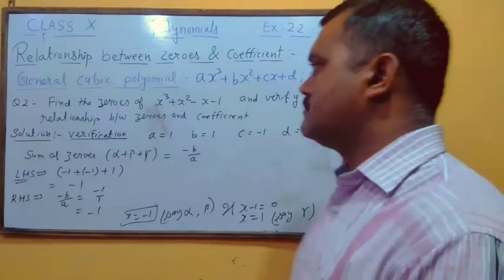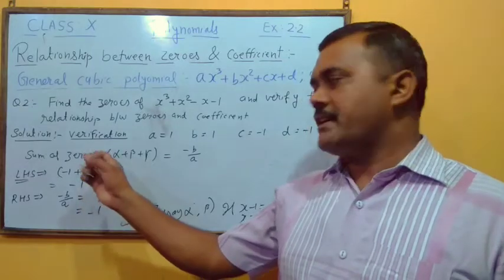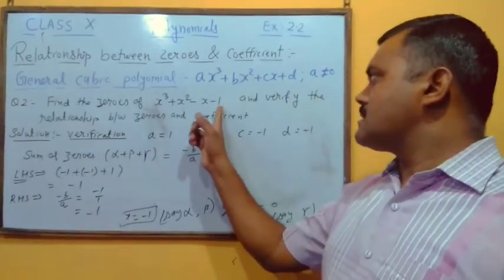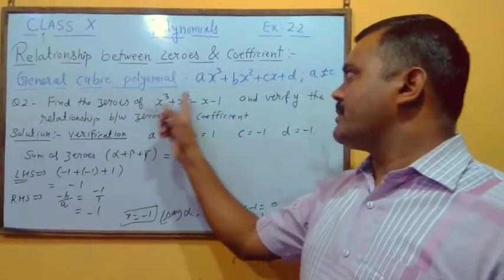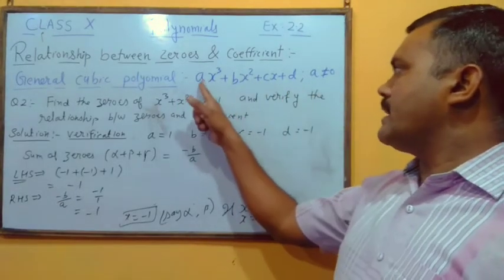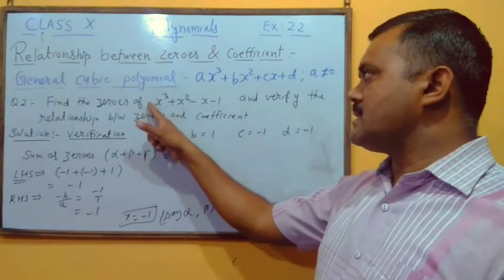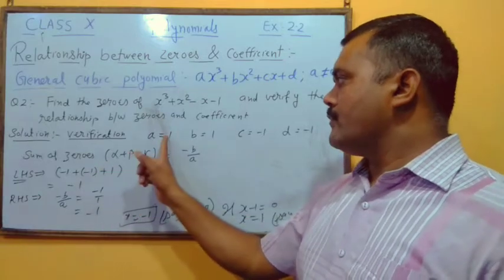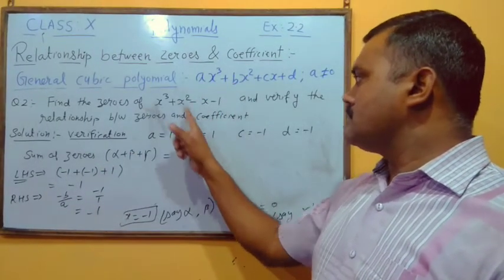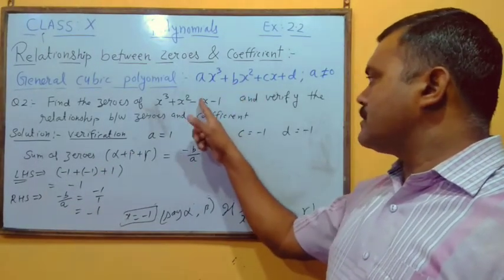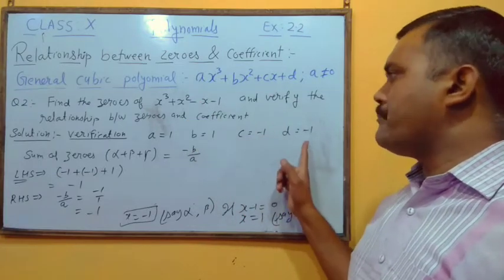So let us see the verification. By comparing this given cubic polynomial with the standard cubic polynomial, we get a is equal to 1, because nothing is written, so a is equal to 1, b is equal to 1, c is equal to minus 1, and d is also minus 1.